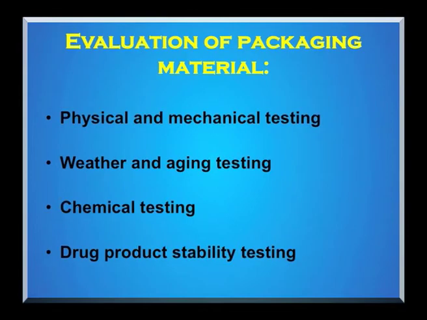Now how do we evaluate these packaging materials? The tests generally carried out for evaluation of packaging materials include physical and mechanical testing, weather and aging testing, chemical testing, drug product stability testing. Now we are going to discuss in detail how these are evaluated. First one is glass containers. Generally, hydrolytic resistance and chemical resistance tests are carried out on glass containers. Powdered glass test, water attack test and arsenic test are performed on these containers. Now we discuss individually. First one is powdered glass test.